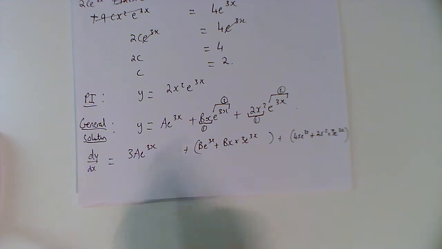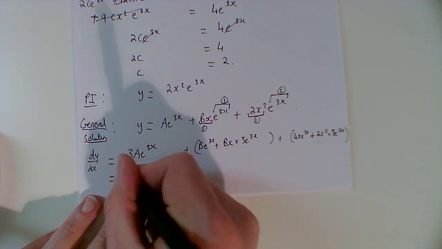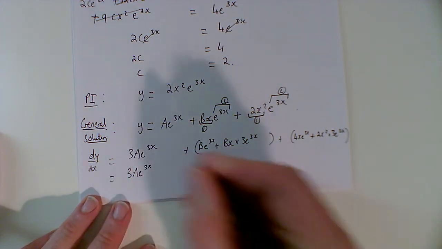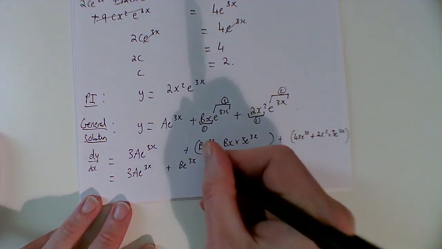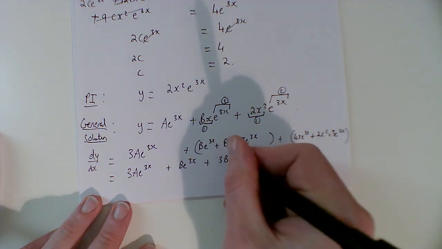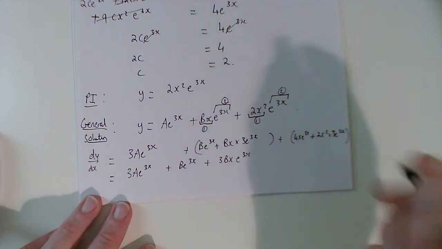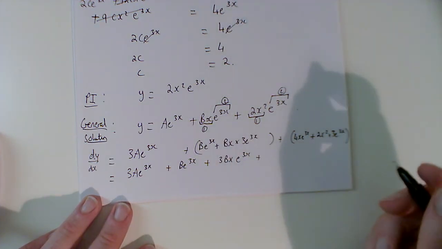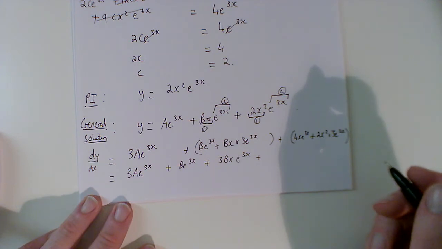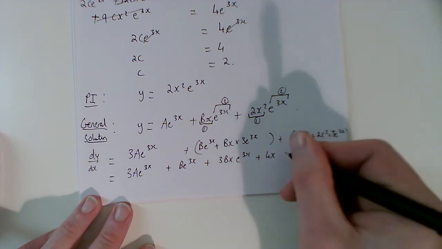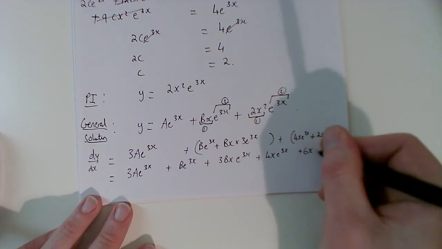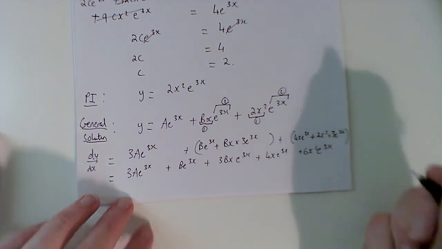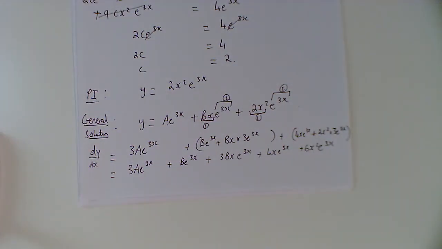So same as usual, I'm just going to tidy everything up. 3a e to the power of 3x plus b e to the power of 3x plus 3bx e to the power of 3x plus 4x e to the power of 3x plus 6x squared e to the power of 3x.